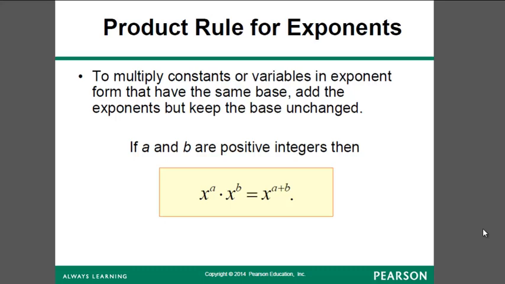When we look at the product rule for exponents, what we're saying is if the same base is multiplied by each other, we're going to add its exponent. So it doesn't matter if it's a constant or if it's a variable. If it's the exact same, we actually add the exponent. As shown here, x to the a times x to the b is equal to x to the a plus b. I've added the exponents.